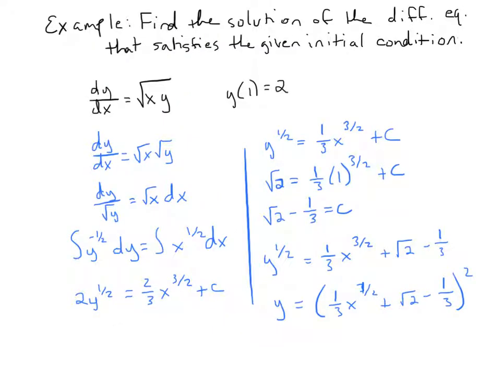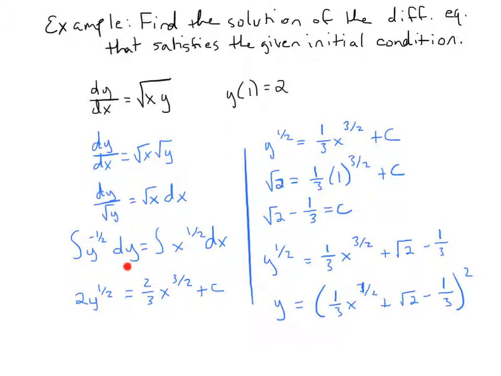Here's an example where we have to figure out what c is. So they'll say something like "satisfy the given initial condition," or they will just give you an initial condition. So we have to find a particular solution. dy/dx is equal to the square root of xy, so remember we can split that into two separate square roots, which makes it easier to move y on one side and leave x on the other.